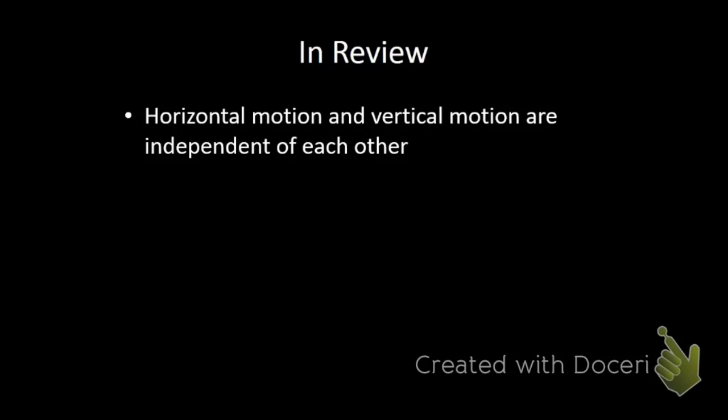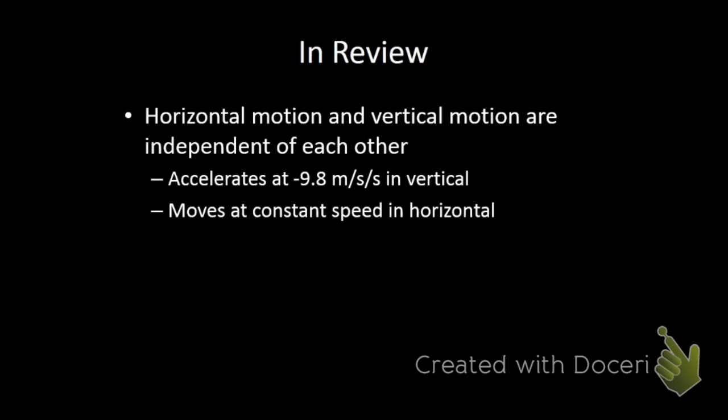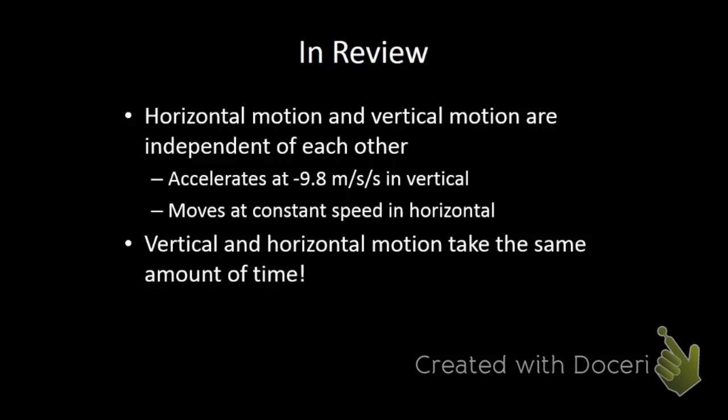So in review, the key points for understanding projectile motion are understanding that the horizontal motion and vertical motion are independent of each other. What that means is that the object is always accelerating at negative 9.8 meters per second squared in the vertical direction, and it's going to move at a constant speed in the horizontal direction because you gave it some sort of initial push to the left or to the right. The horizontal and vertical motion are going to take the same amount of time. So if you know anything about time, it's the same in the x and the y.